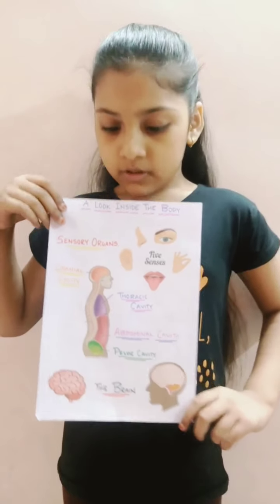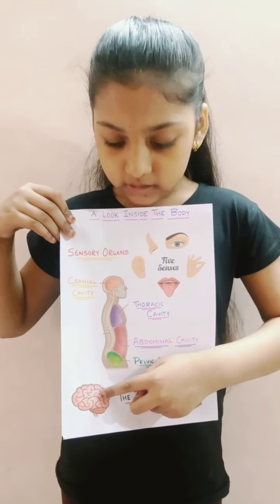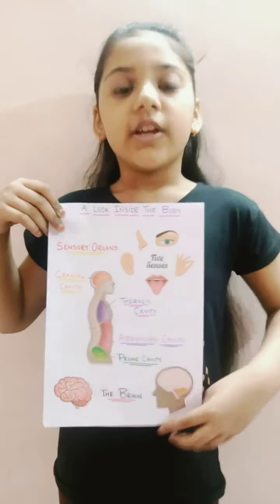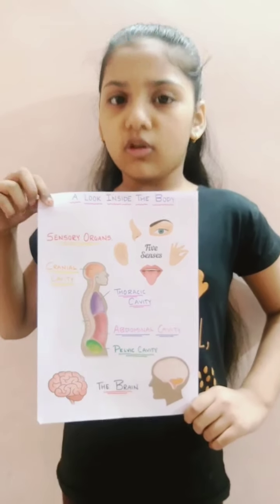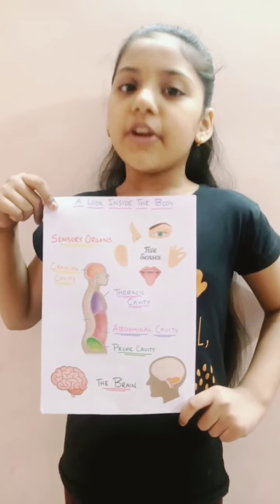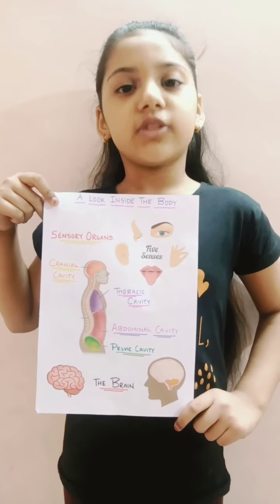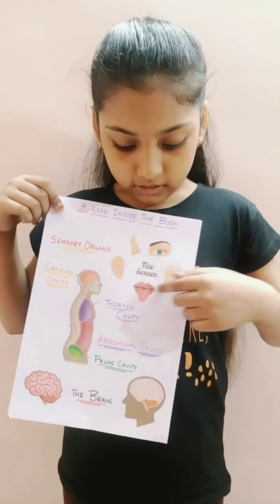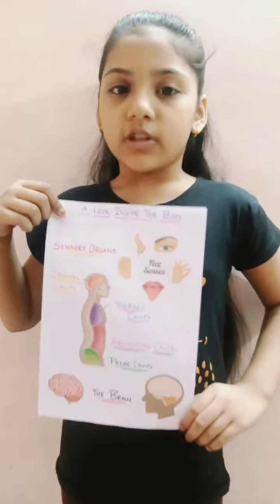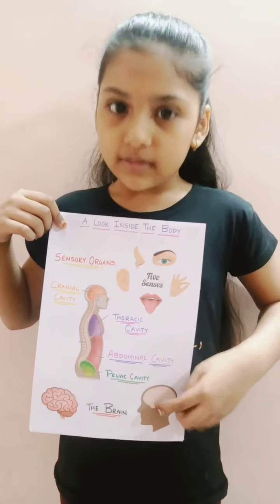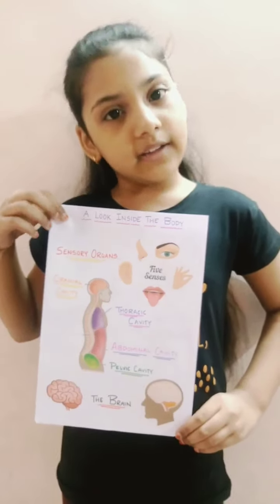The brain. The brain is situated in the cranial cavity. It is very important and controls all that we do. It is aware of all the emotions and collects all the information from the sensory organs. It is protected by the skull around it. Now let's move to the heart.